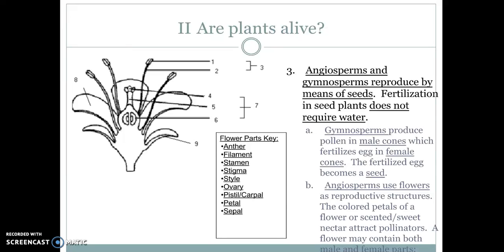The Gizmo that you're going to complete today actually looks at the pollination of angiosperms. Angiosperms and gymnosperms reproduce by means of seeds, so fertilization in seed plants does not require water. Gymnosperms produce pollen in the male cones, which fertilizes the egg in the female cones, and then the fertilized egg becomes a seed. Angiosperms use flowers as reproductive structures. The colored petals of the flower attract pollinators, like bees, and a flower can contain male and female parts.